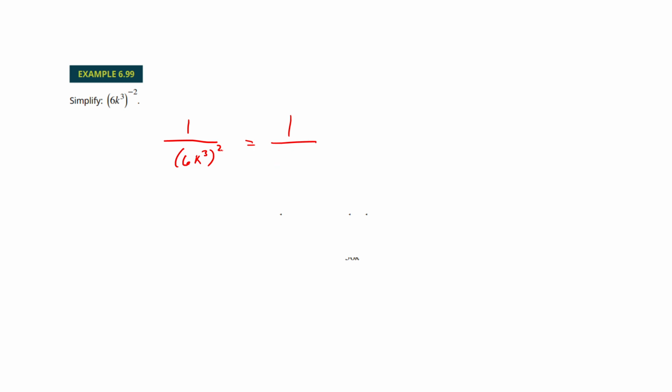Now, the square goes to everyone inside. So 6 to the second is 36. K to the third to another power, you multiply those and get k to the sixth.